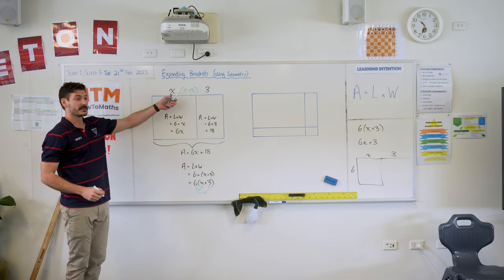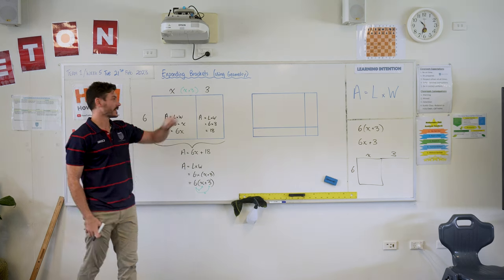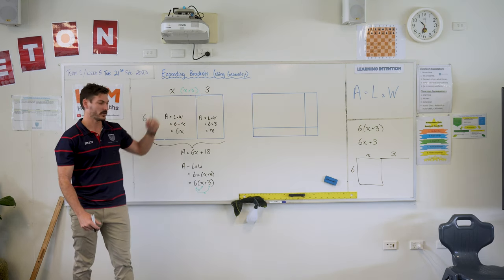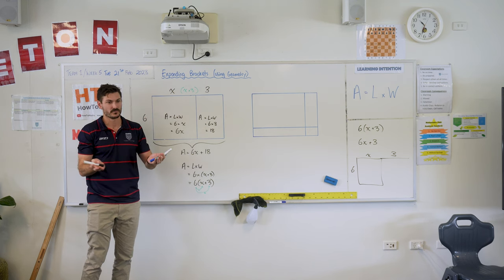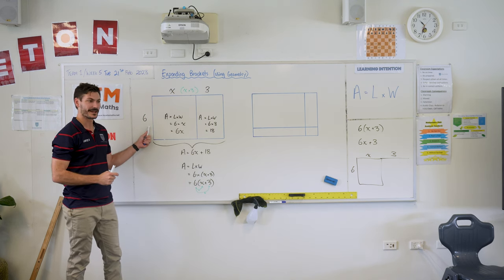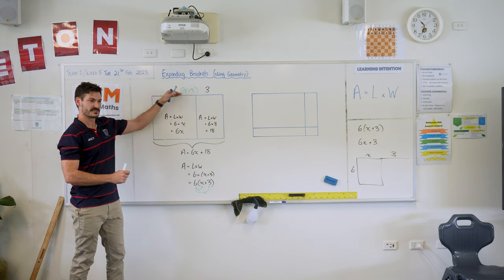Tough crowd. So, the concept we're looking at today geometrically is when you've got a bracket, think of it as two different widths of the same rectangle, and you're just distributing the length or the height of the rectangle to the two widths.